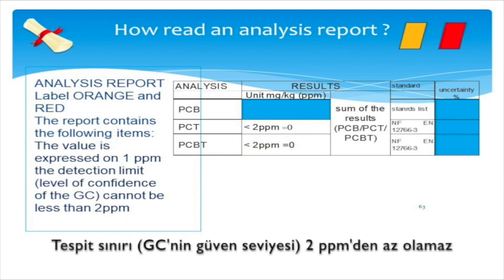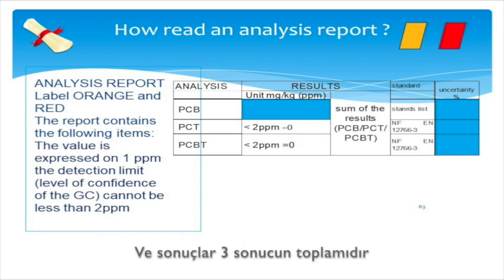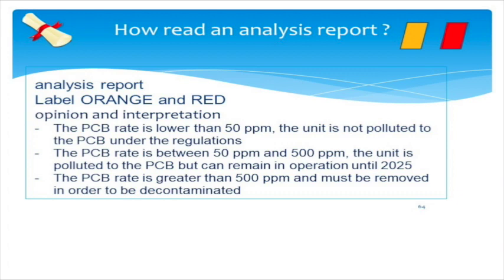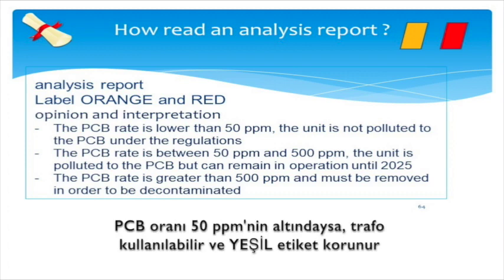The detection limit is the level of confidence of gas chromatography, which cannot be less than 2 ppm. And the result is the sum of the 3 results. Opinion and interpretation. The PCB rate is lower than 50 ppm. In this case, the analyzer has identified just chlorine. The inlet is not polluted by PCB following the regulation.